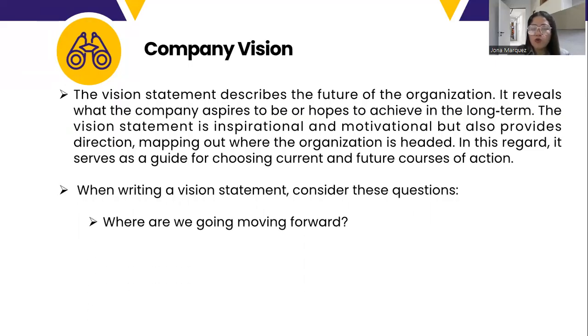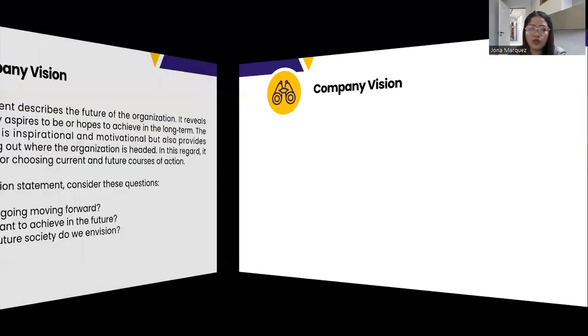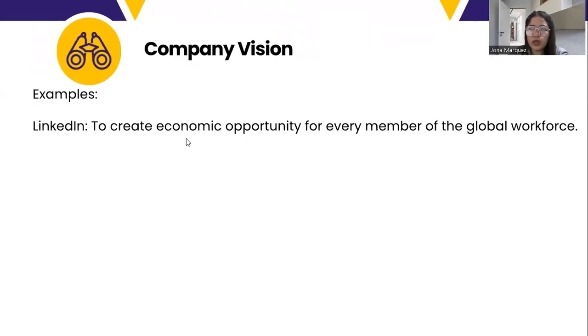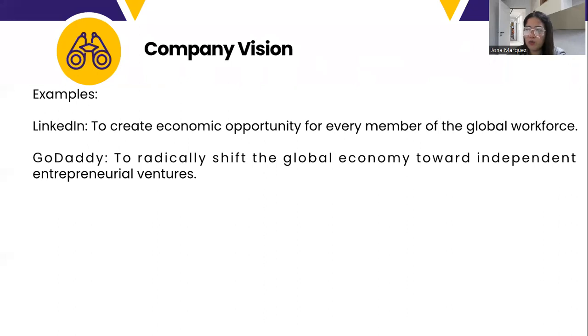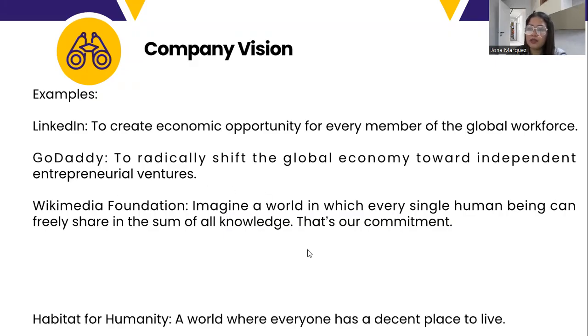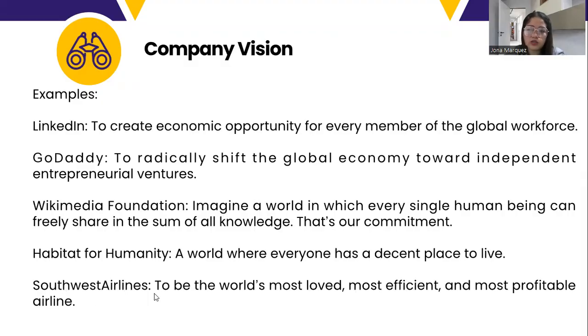Where are we going moving forward? Another question is, what do we want to achieve in the future? What kind of future society do we envision? So those are the questions. And I have here examples of company vision. We have LinkedIn. Their vision is to create economic opportunity for every member of the global workforce. GoDaddy's vision is to radically shift the global economy toward independent entrepreneurial ventures. Wikimedia Foundation: imagine a world in which every single human being can freely share in the sum of all knowledge. So that's our commitment. Habitat for Humanity: a world where everyone has a decent place to live. Southwest Airlines: to be the world's most loved, most efficient, and most profitable airline.